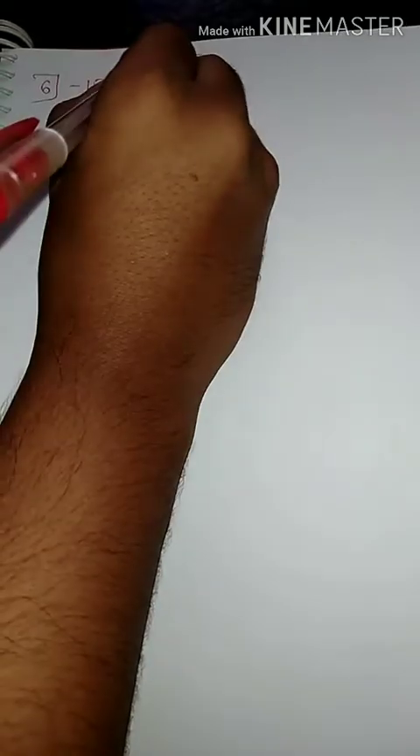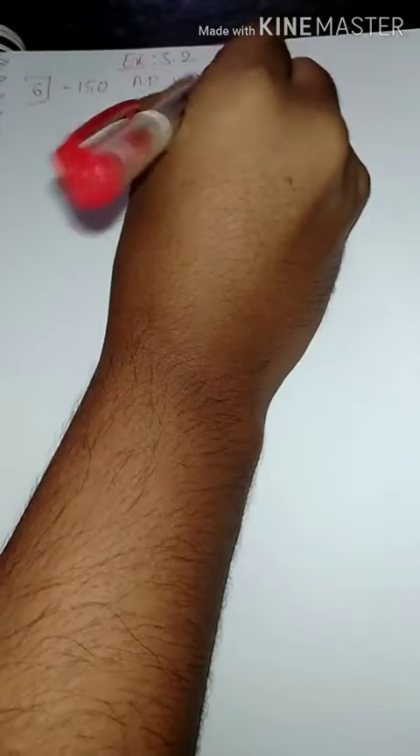In this video lecture, we are going to discuss exercise problems based on arithmetic progression. Exercise 5.2, sixth one. The sixth question is, check whether minus 150 is a term of the AP 11, 8, 5 and so on. Once again I will repeat the question. Check whether minus 150 is a term of the AP 11, 8, 5 and so on.